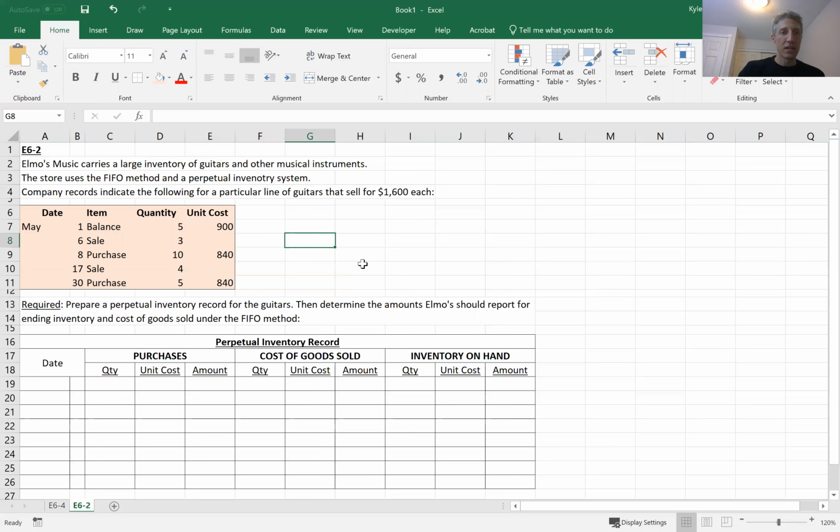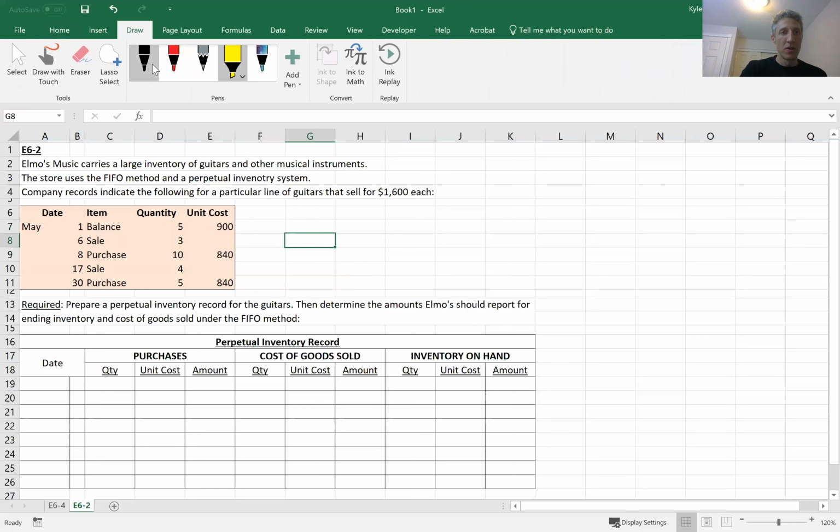So I'm just going to highlight a couple things important in this question. We know that they use the FIFO method, and that's going to help us solve this problem: first in, first out. So whatever inventory they acquire first, we're assuming that they're also selling first.